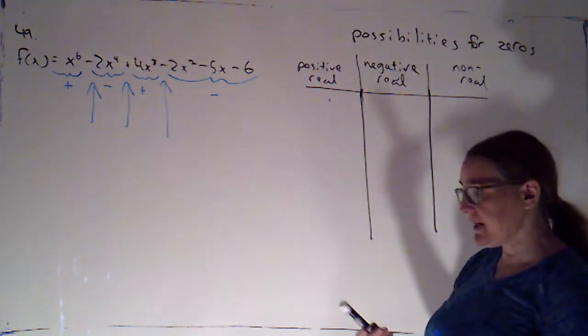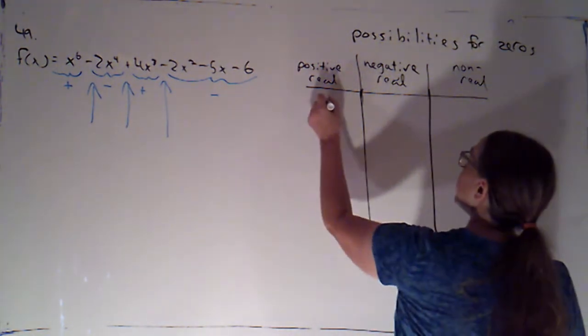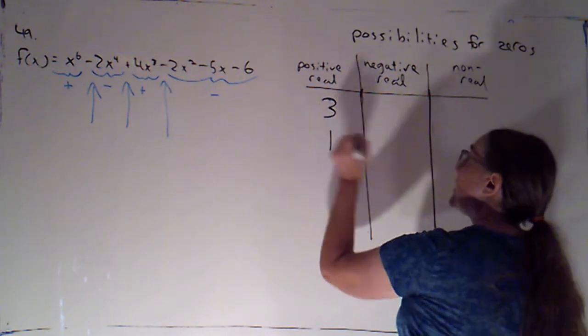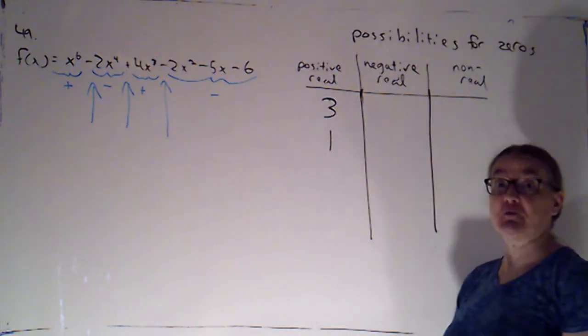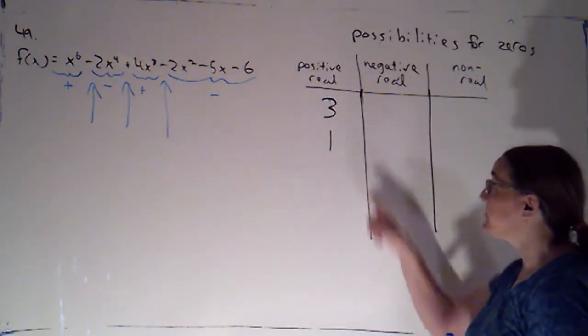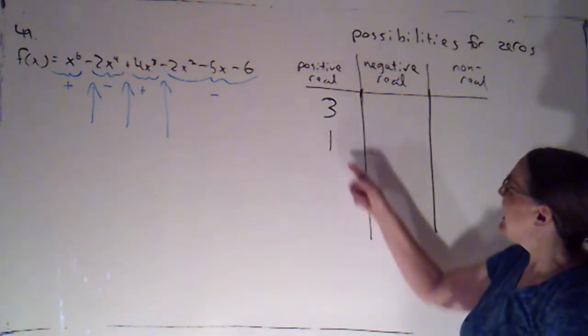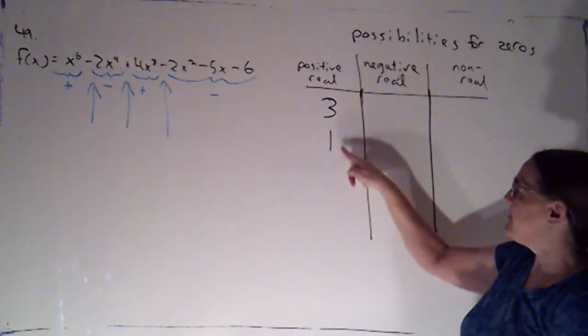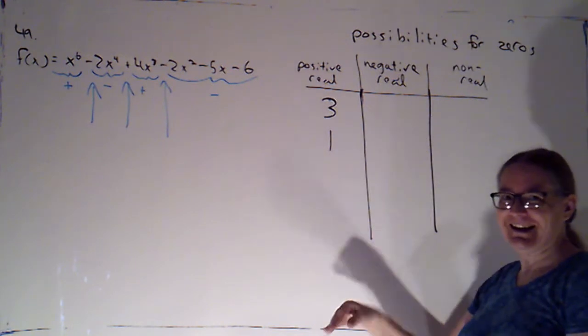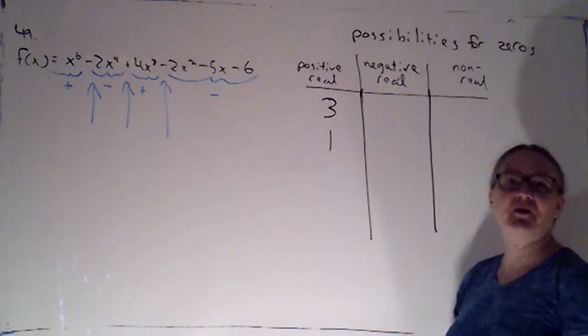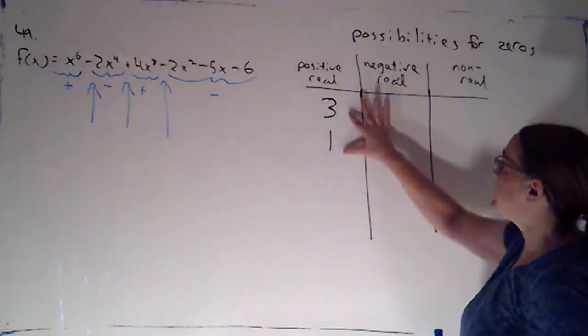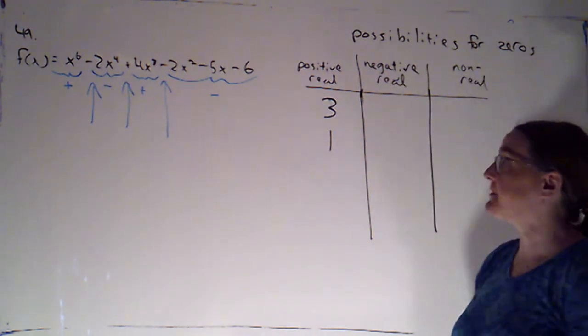So I could have either 3 positive real zeros, or I could be less than that by a multiple of 2. So I could have just 1. That's a possibility. Can't have less than that, though, because I'd have to go down by 2, and I've got to have numbers that are bigger than or equal to 0. So I either have 3 or 1 positive real zeros.